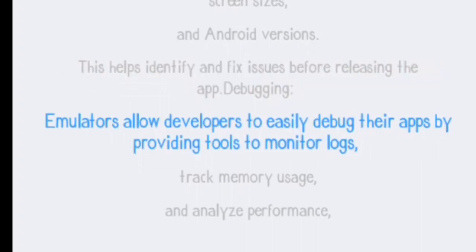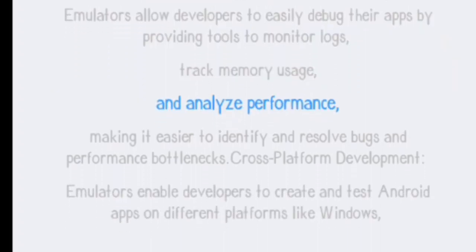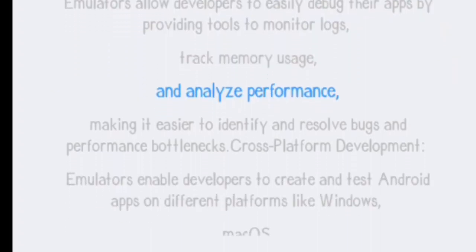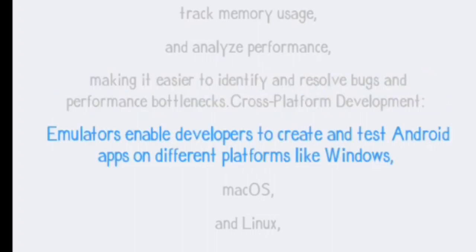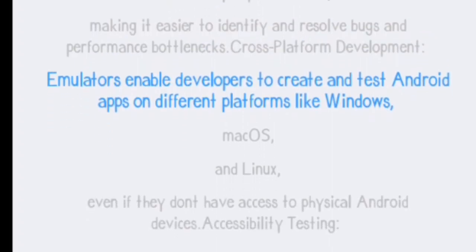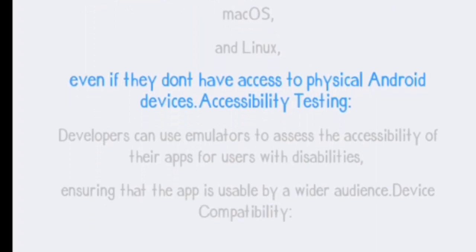Debugging. Emulators allow developers to easily debug their apps by providing tools to monitor logs, track memory usage, and analyze performance, making it easier to identify and resolve bugs and performance bottlenecks. Cross-platform development. Emulators enable developers to create and test Android apps on different platforms like Windows, macOS, and Linux, even if they don't have access to physical Android devices.